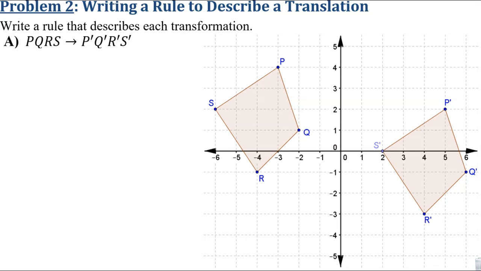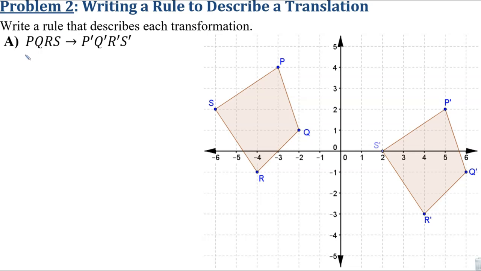Now in problem 2, we're going to work on describing a translation with rules. Okay, so it says write a rule that describes each translation. For part A, we want to go from PQRS to P prime, Q prime, R prime, S prime. So in other words, the figure on the left to the figure on the right. So essentially here we're doing the opposite of what we just did in the last problem. Last problem we gave you the rule, you came up with a translation. Here we're giving you the translation, you want to come up with a rule.